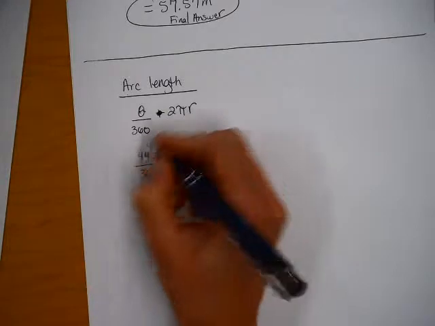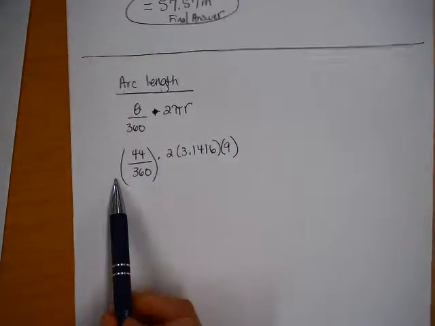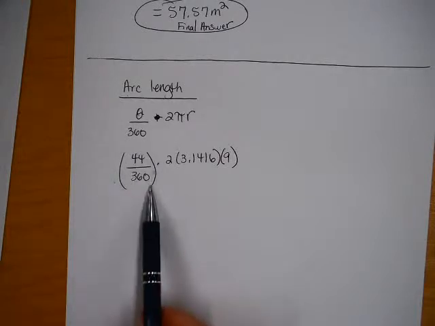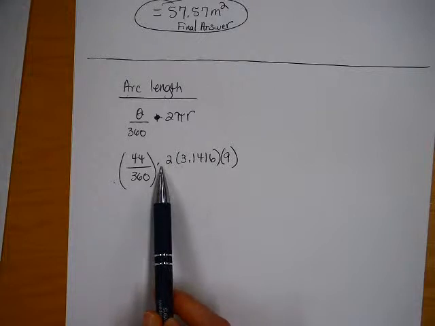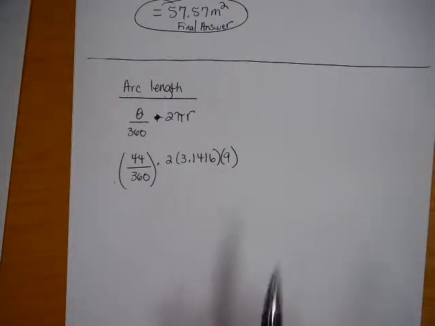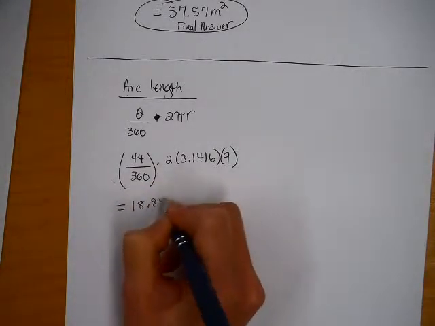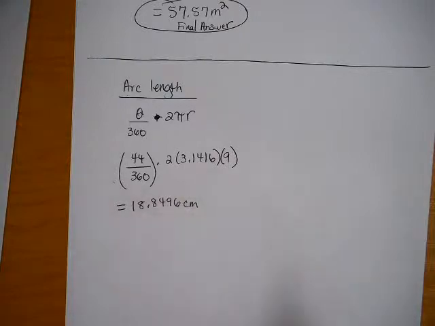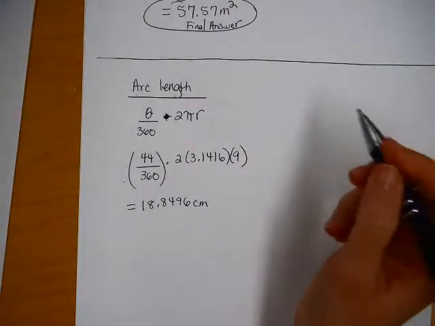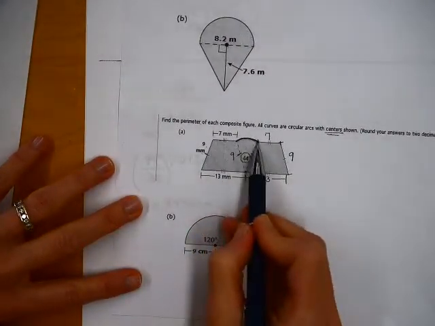So again, if you're going to use your calculator, you must put parentheses around this fraction. So you would type that in as parentheses 44 divided by 360 close parentheses times 2 times 3.1416 times 9. And so that gives you an arc length of 18.8496 centimeters. Now for the rest of it, again, we're just going to add all the rest of the sides up.